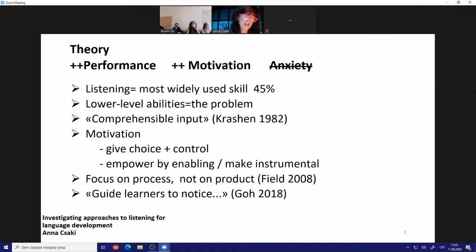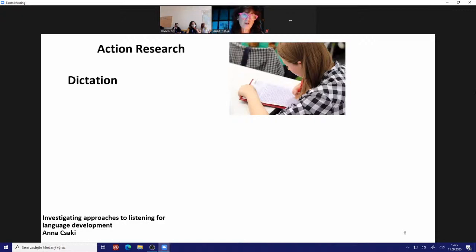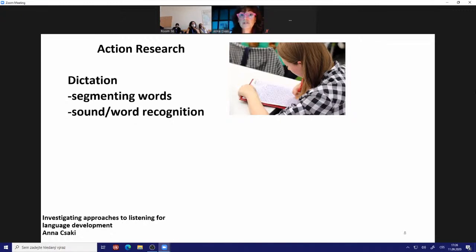So in my reading, I came across our familiar friend, the dictation, which we all are familiar with, but it seems that dictation has been redeemed. However, not to be used as a test so much, but as an exercise. Dictation has been shown to be extremely valuable in helping listeners segment words, which were the lower level skills we mentioned before, and recognize sounds, words.